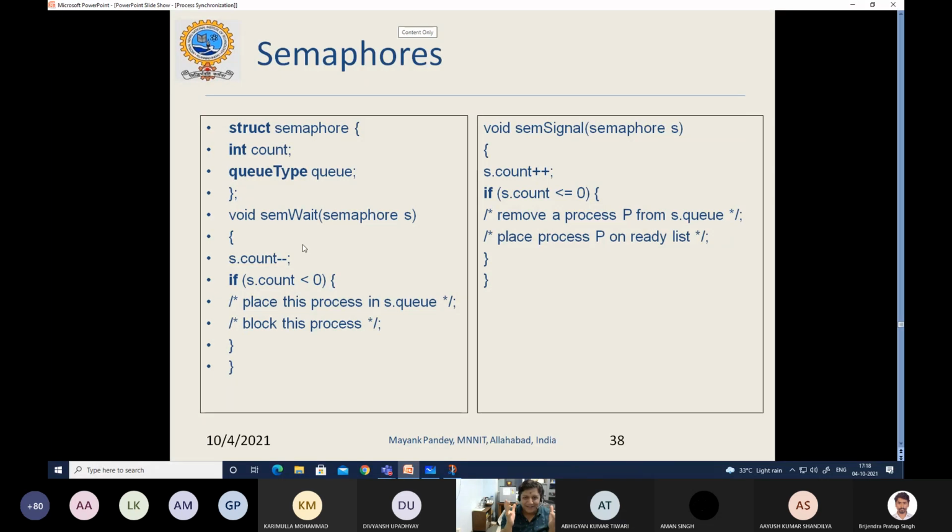The important thing you people haven't raised: these sem wait and sem signal functions have to be atomic. So operating system, architecture, programming language will ensure that the sem wait and sem signal functions have to be atomic. Means once they have started, they cannot be interrupted in between. It will not happen that it decremented and this line did not execute and a switch happened. No, this is not possible. So sem wait and sem signal functions have to be atomic.